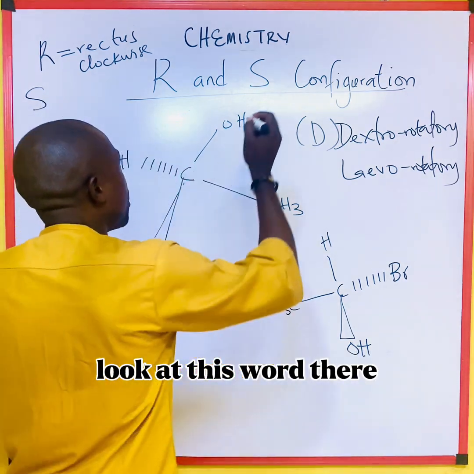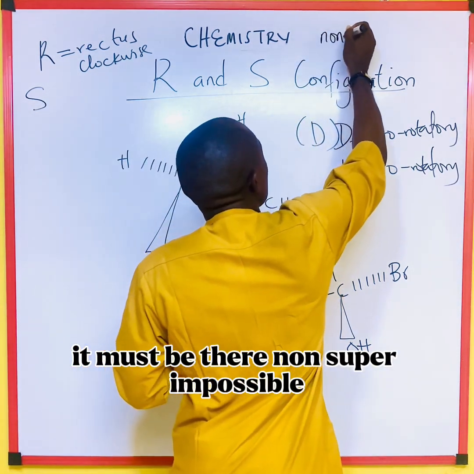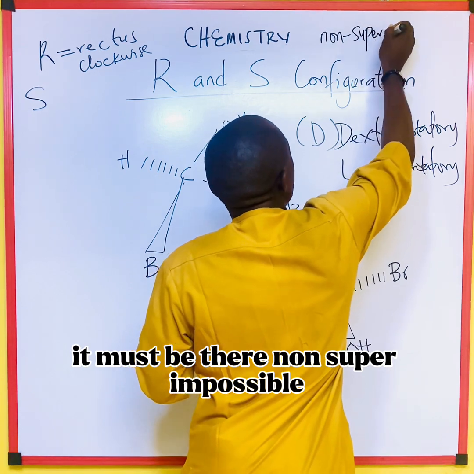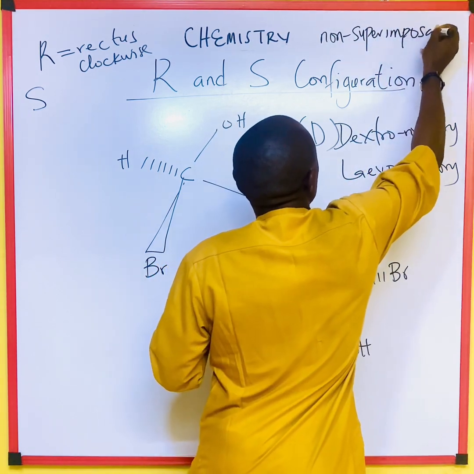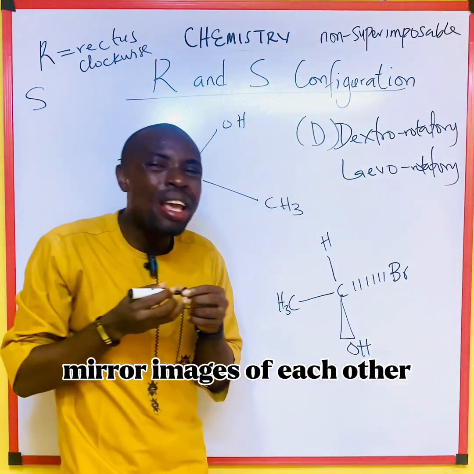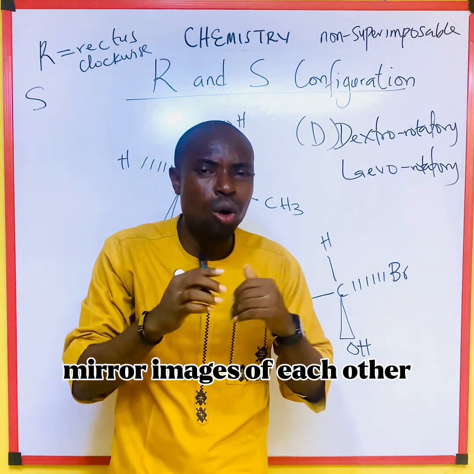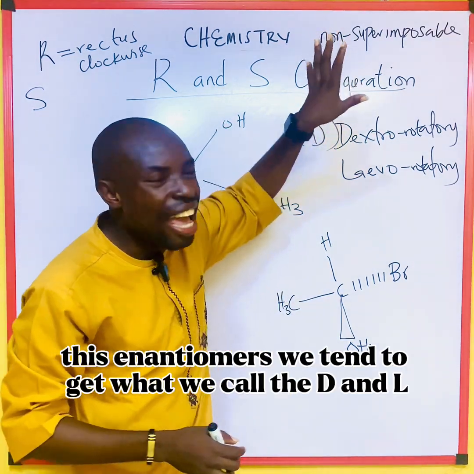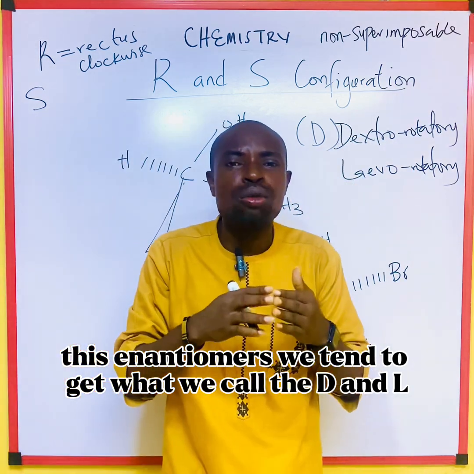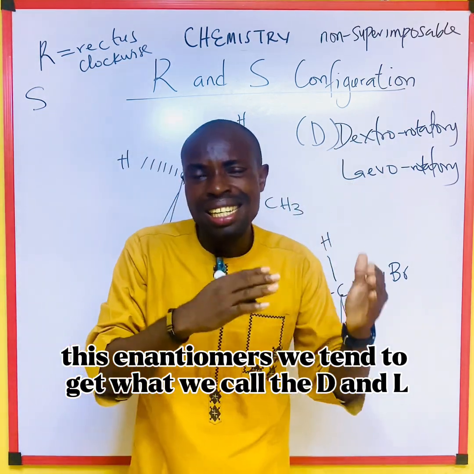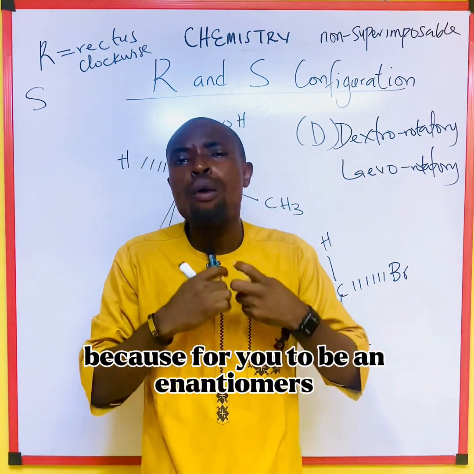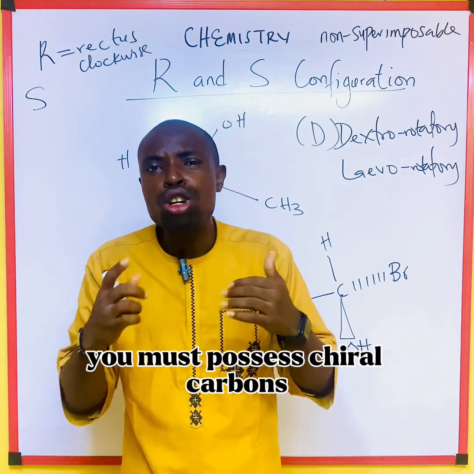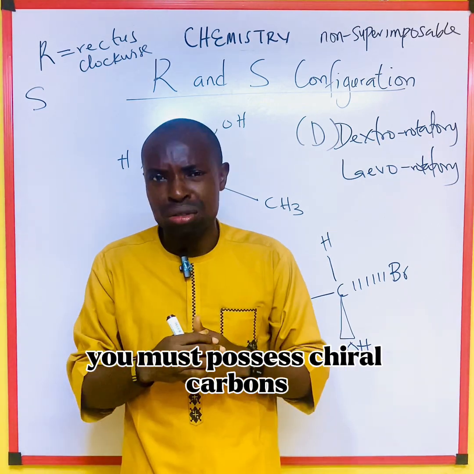Enantiomers are non-superimposable mirror images of each other. And it is from these enantiomers that we get what we call the D and L. Because for you to be an enantiomer, you must possess chiral carbons.